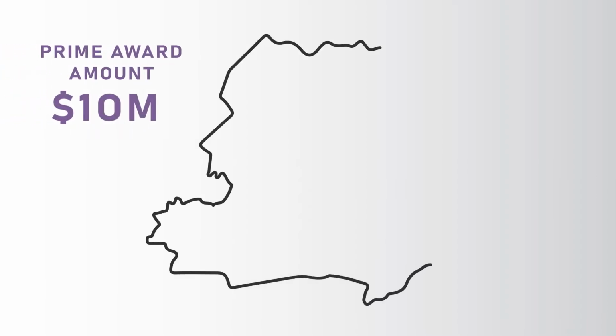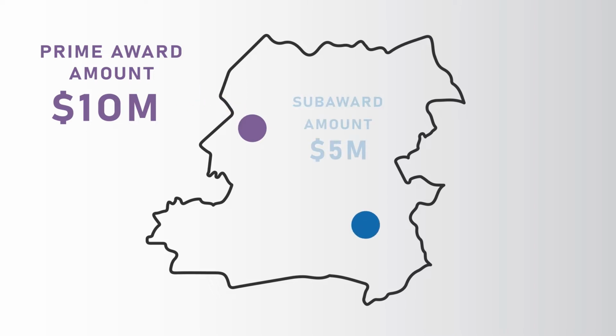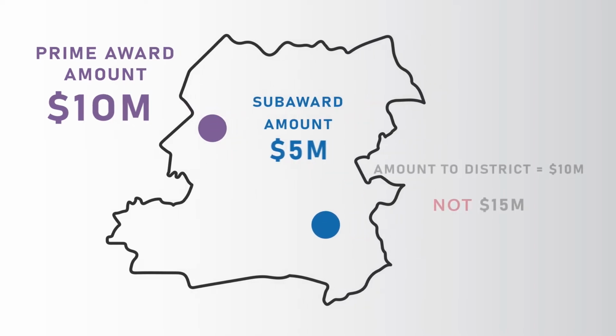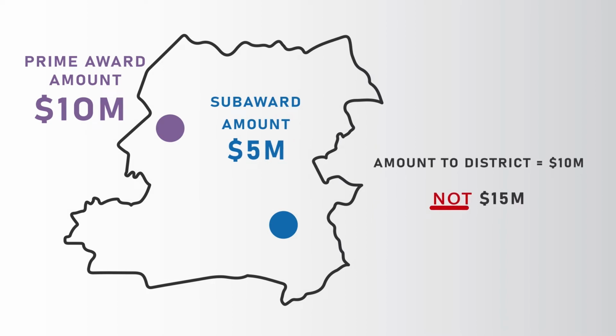After we make our calculations, note that the prime award amounts and the subaward amounts should be treated separately and not combined, because there may be cases of overlap between them.